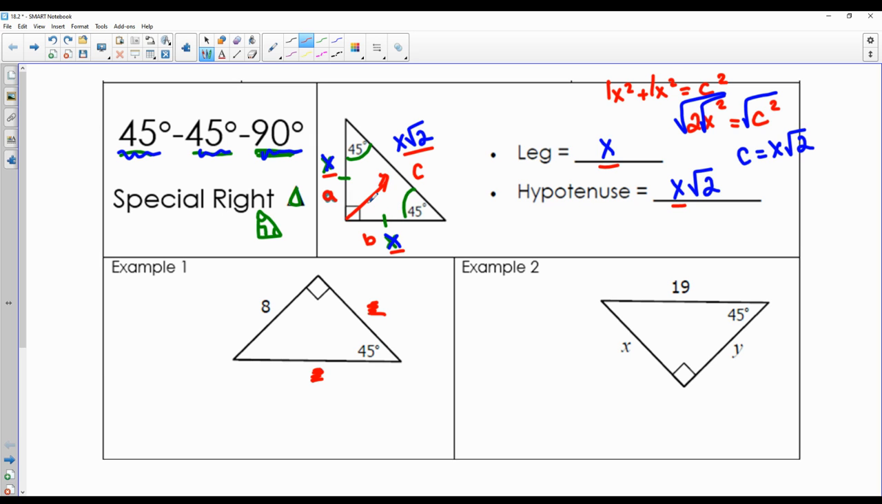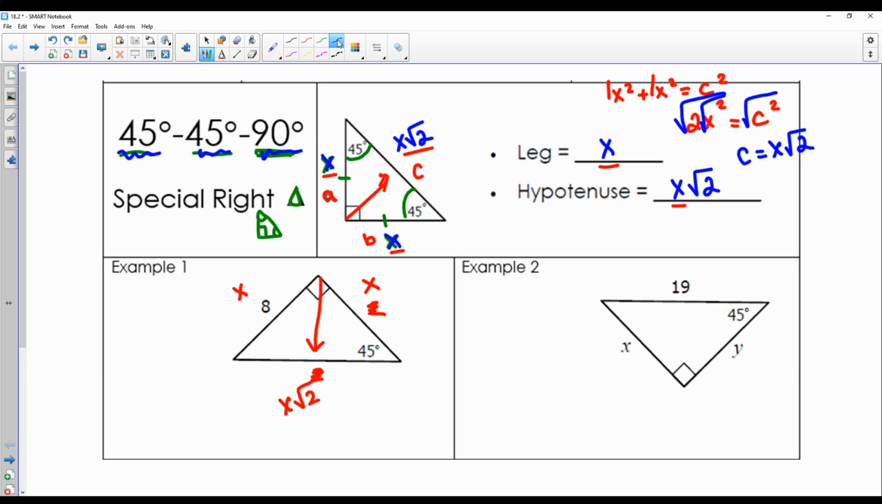It's across from your right angle. So if I were to do that in this one, this side here would be my x square root of 2. The sides opposite the 45-degree angles are going to be x's. So across from 45, there's an x.